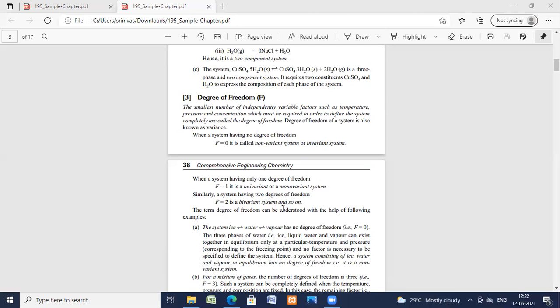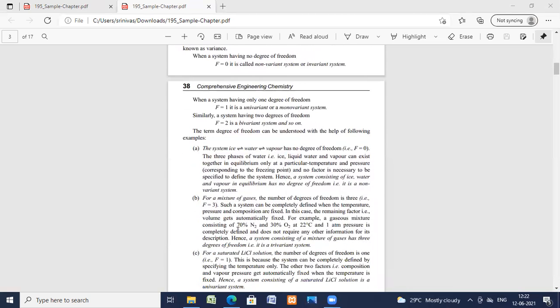The term degrees of freedom can be understood with the help of the following examples. Take a system in which ice is in equilibrium with water and water vapor, at a given temperature and pressure. It has no degrees of freedom. If it has no degrees of freedom, F is equal to 0.